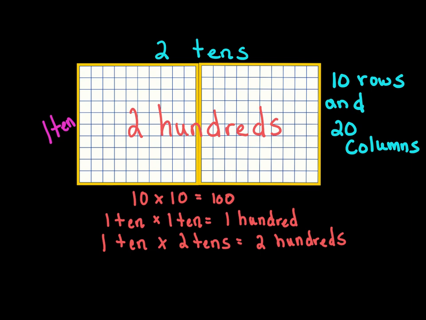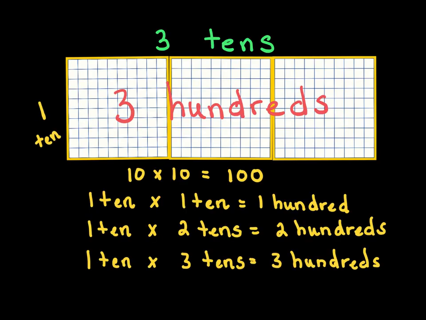Here we have another block. So we're multiplying with 1 ten, but now we have two tens. So 1 ten times 2 tens is 2 hundreds, because we have 10 rows, and within those we have 20 columns. So we need to remember that 10 times 10 is 100. 1 ten times 1 ten is 100. 1 ten times 2 tens gives us 2 hundreds.